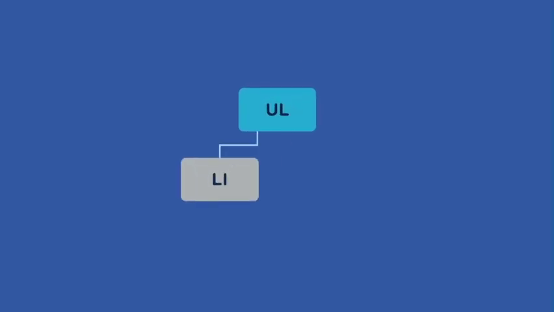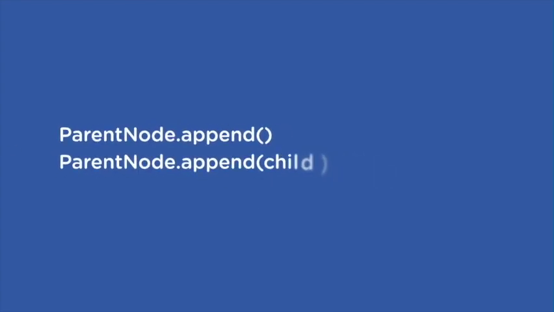Earlier, you learned how to create elements with JavaScript, but the newly created elements won't appear on the page until you add them to the DOM. Remember earlier when we talked about the DOM being a tree-like structure with nodes? That tree is what we'll use to place our new element or DOM node. We'll do that by specifying an existing parent node, like a UL, and then using the .append method to append or add a new child node inside it, like an LI.